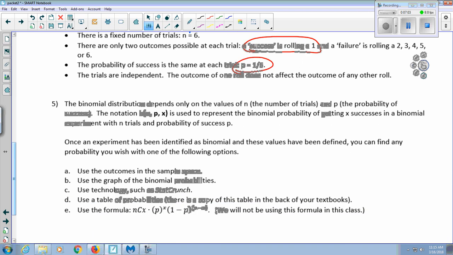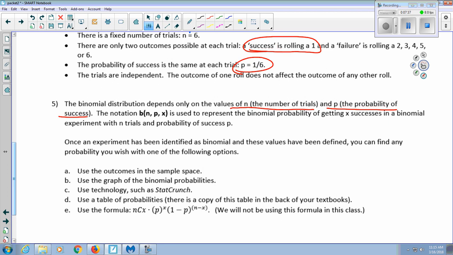The binomial distribution depends only on 3 things: the number of trials, that's our n, and p, the probability of seeing a success, and x. The notation Binomial(n, p, x) is what's used to represent the probability of getting x successes.